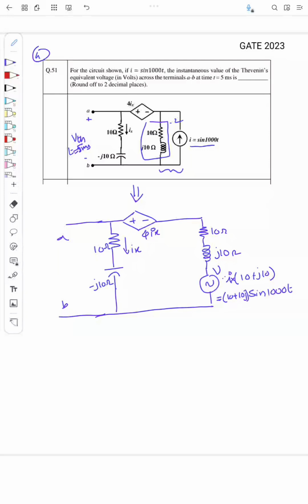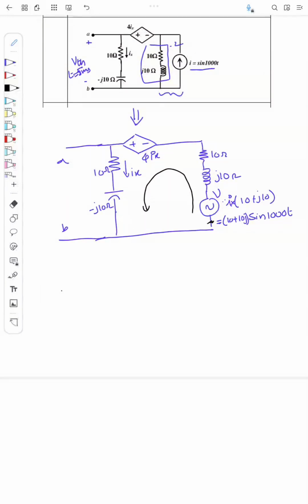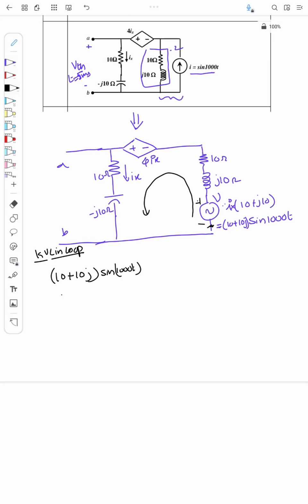Now what I will do, I will apply the KVL across this loop. So starting from here, the voltage V, that is KVL in the loop. So this voltage is I into the impedance, that is 10 plus 10J. So this is minus, this plus, right? 10J into sine 1000t, that is the voltage source here. Now the current flows like this, and if we call this a single impedance, the voltage drop across this is plus here and minus there.